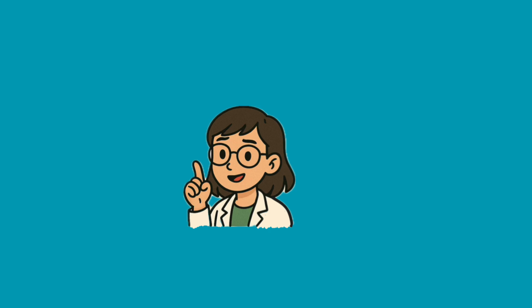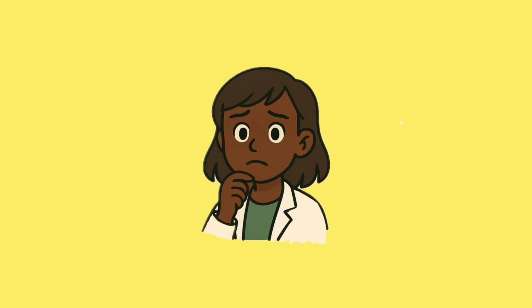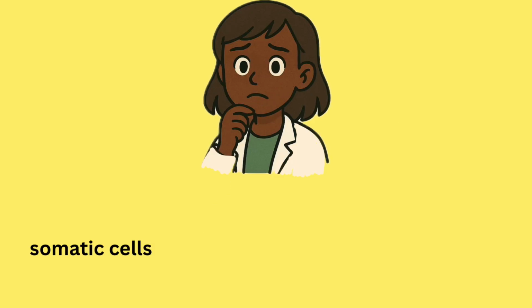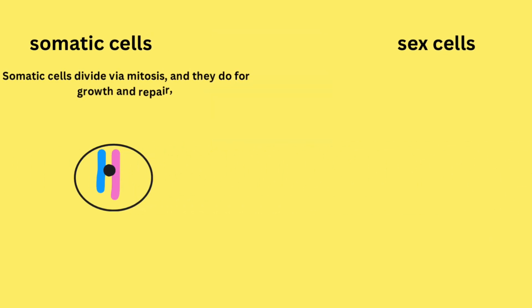Before we get started, let's begin with getting some basic concepts out of the way. Human cells are diploid, 2N. This means that they have two sets of chromosomes, one from dad and one from mom. It's important for you to know the difference between somatic cells, aka body cells, and sex cells. Somatic cells divide via mitosis, and they do so for growth and repair. All cells that are produced are identical.